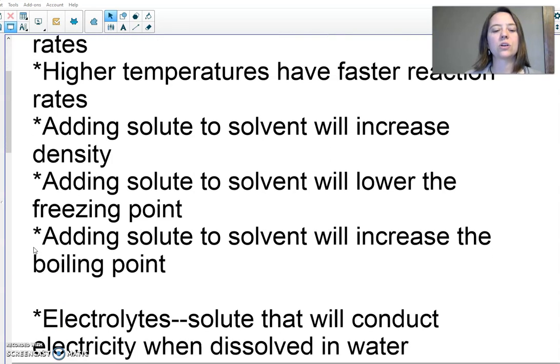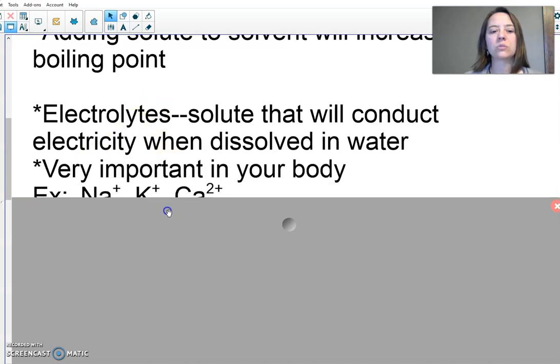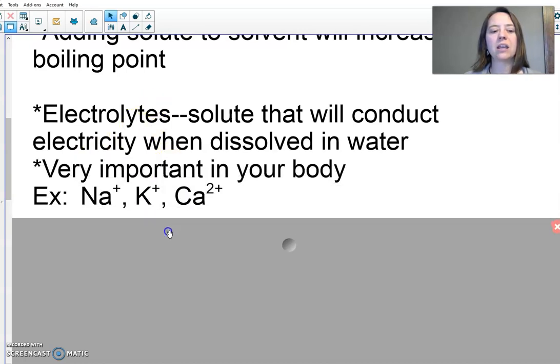So moving on to electrolytes, and this is something we should be familiar with, particularly because they're important in human biology. Way more important than that they are found in Gatorade is that they keep your body alive. Electrolytes are solutes that will conduct electricity when dissolved in water. So some really important ones in your body are sodium, potassium, and calcium.